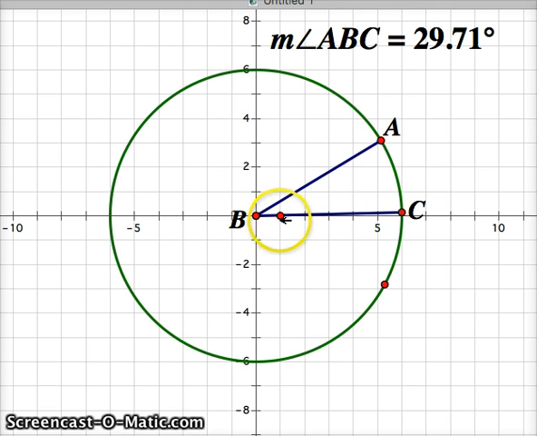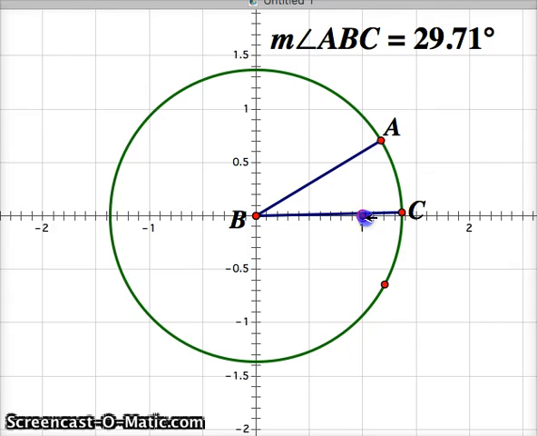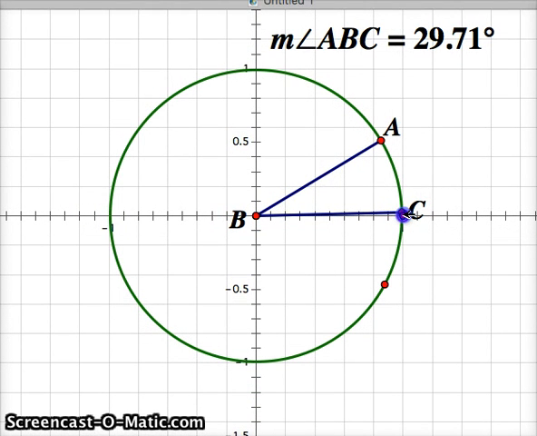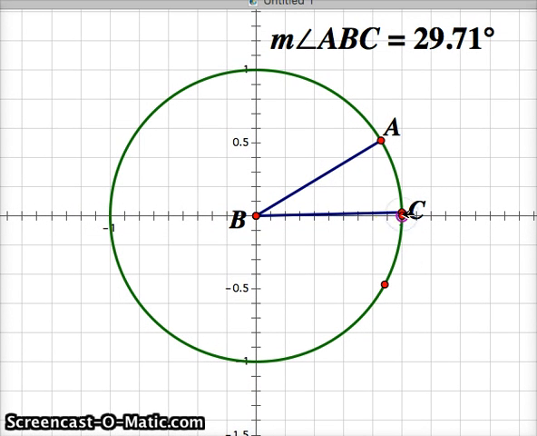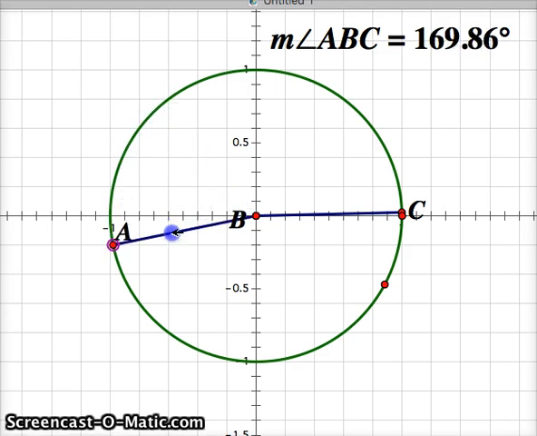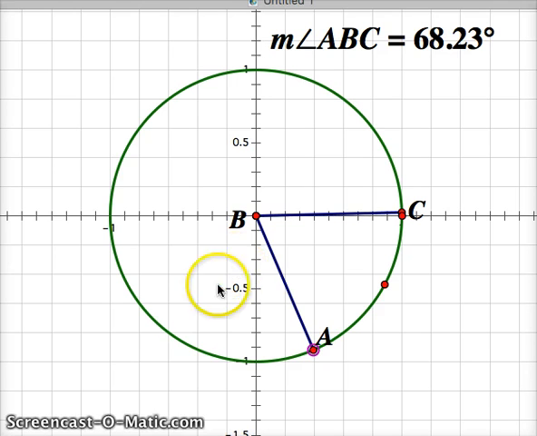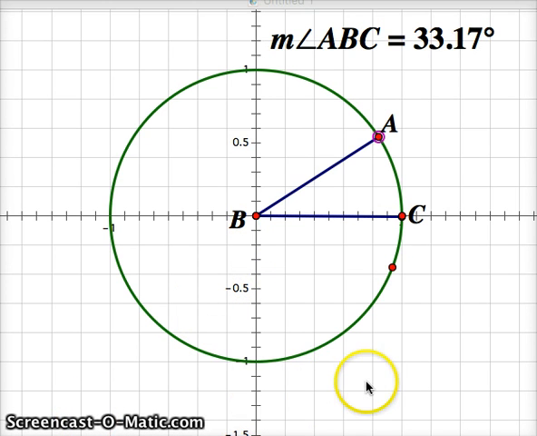What I want to do is make the circle have a radius of 1. Radius of 1. Okay, so let's see how that works. Let's see if I can move A around. A goes up to 1, left 1, down 1, to the right 1. Okay, see if I can move that C back. Okay, so I got it.